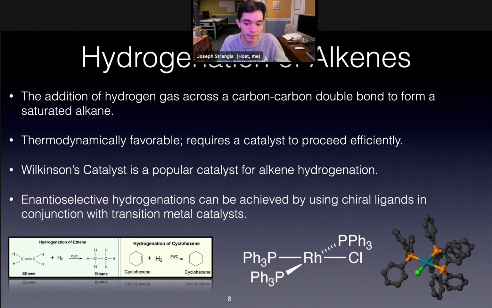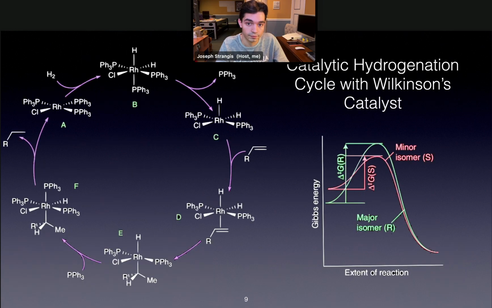It's used widely in this method, and it's a complex used at pressures of about standard normal conditions. And it's suitable for chiral ligands, which can lead to enantioselective hydrogenations. Enantioselective hydrogenations are obtained using chiral ligands with transition metal catalysts, which would form optically active products. And here we have the catalytic hydrogenation cycle with the Wilkinson's catalyst.